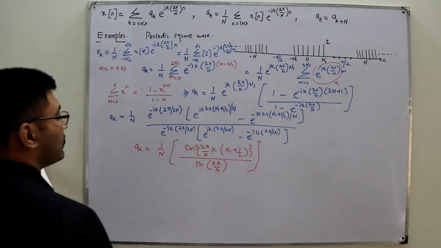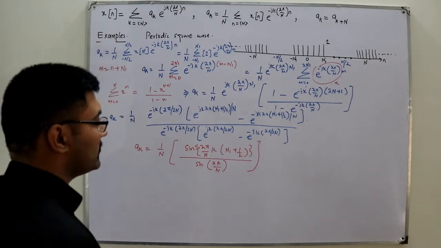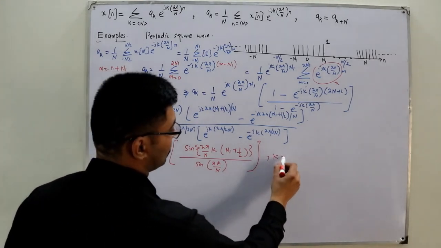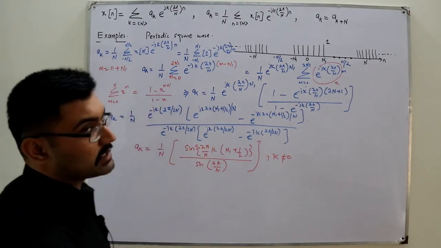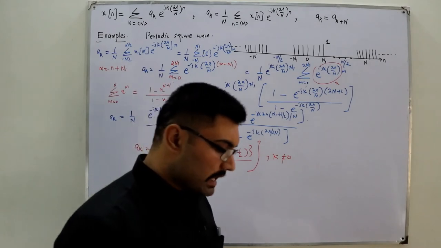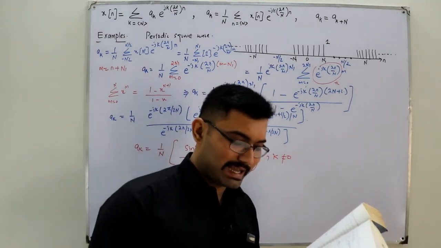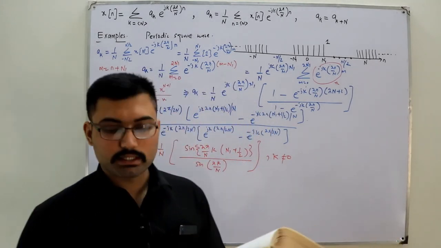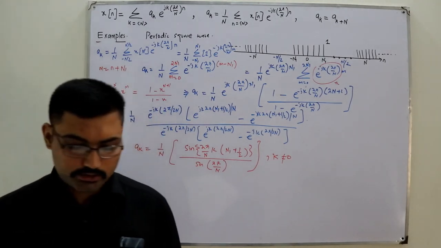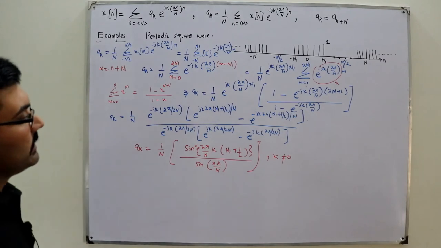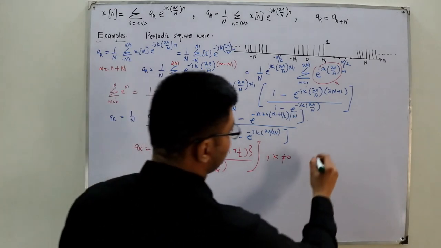But have a look again over here, we have a problem. This is for k not equal to 0. Because if you put k equal to 0, you will have sine 0 by sine 0, a 0 by 0 form, indeterminate form, undefined form. So what do you have for a naught? A naught is the DC or the average value. You know that very well. So how do you calculate a naught? A naught is the DC or the average value.